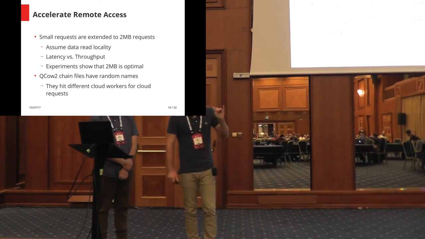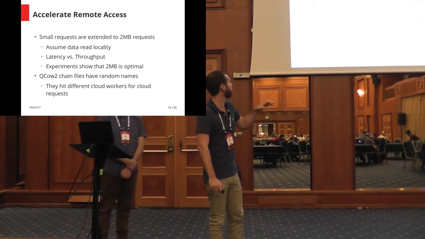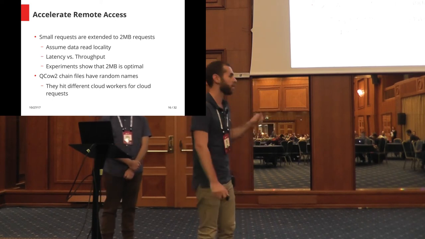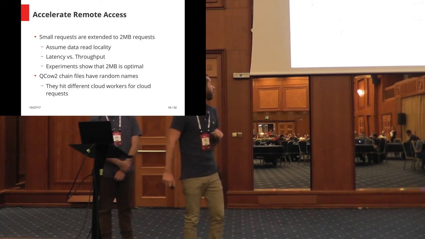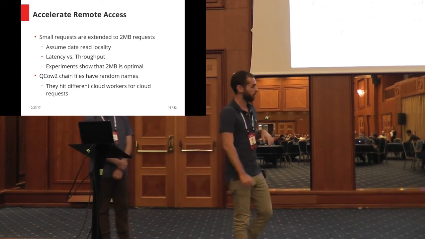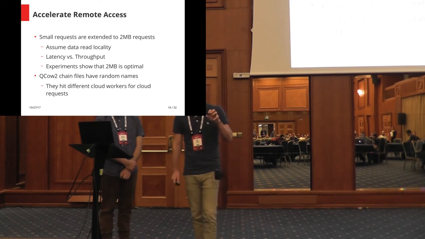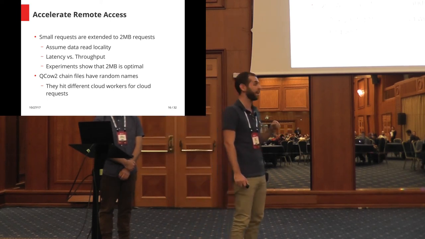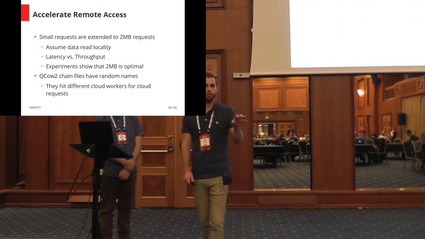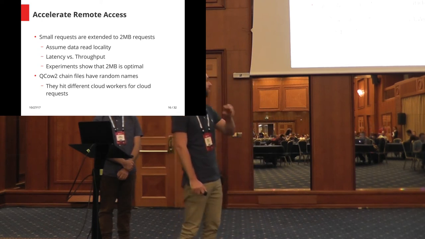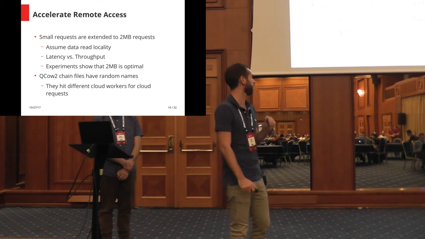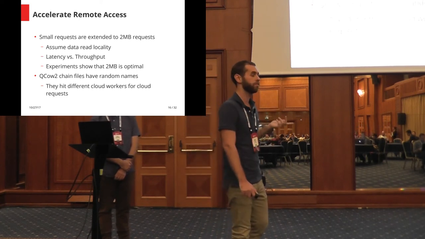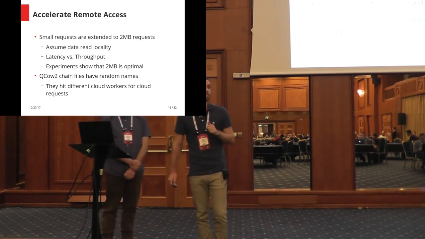Also, we found out that giving the qcow chains random file names helps for requesting data in parallel from the object storages. What basically happens is that different cloud workers handle requests according to the file name. So if we do several requests in parallel, and the file names are distributed uniformly, then they hit different cloud workers and so improve performance by handling more requests in parallel.